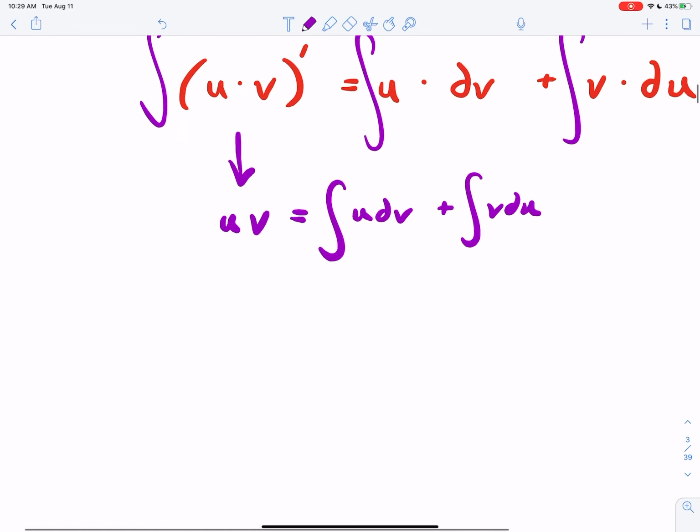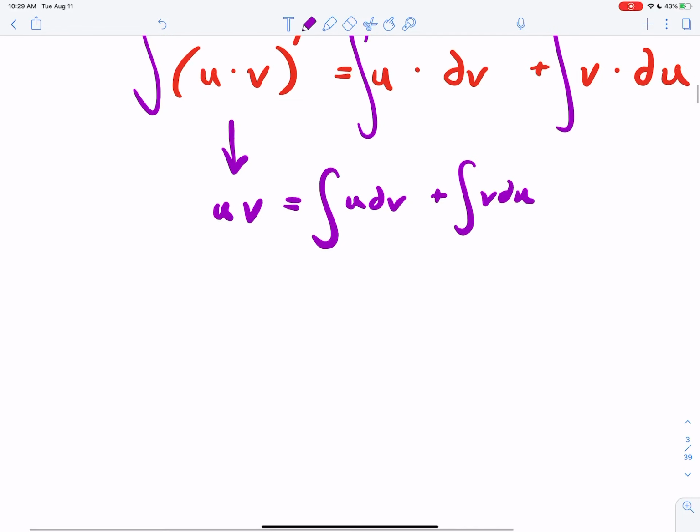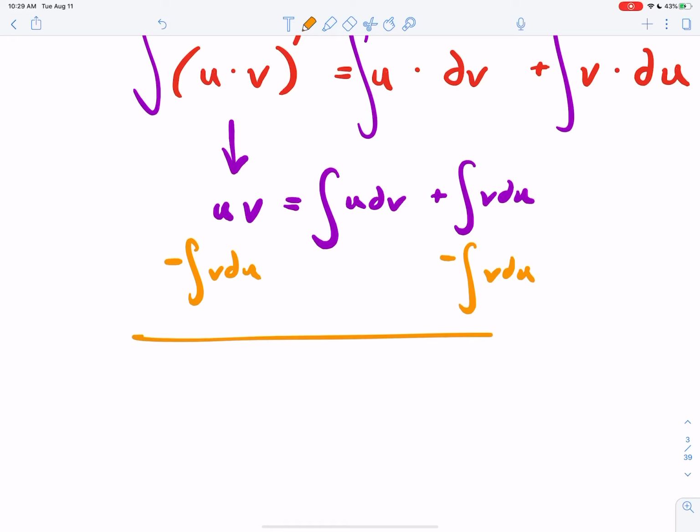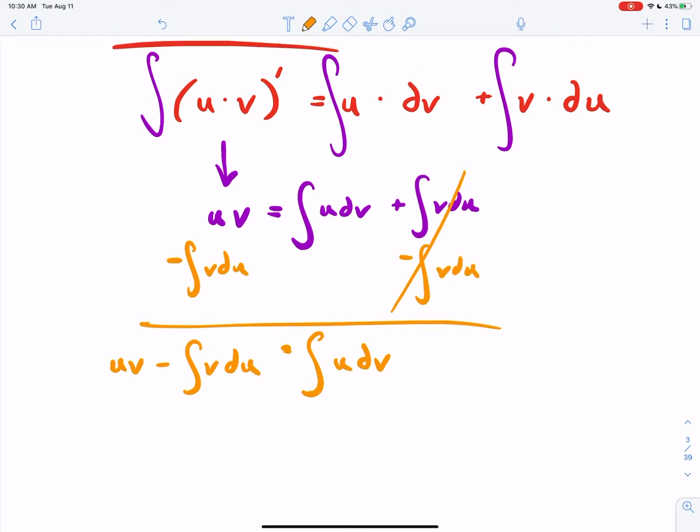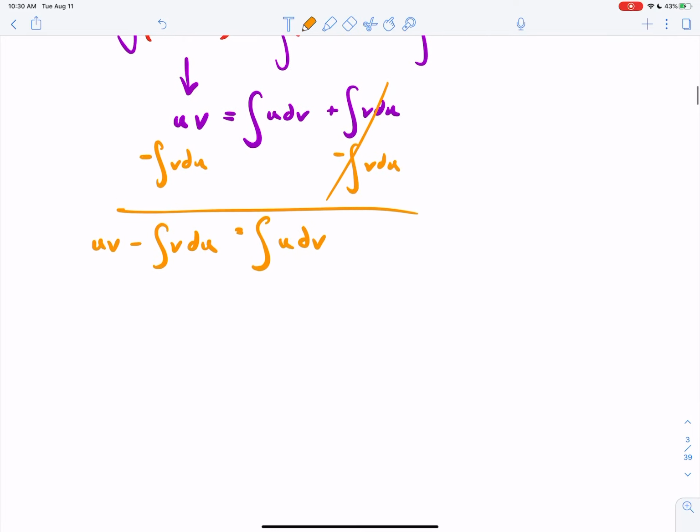Okay, so what I'm going to do here is just maneuver this over. I'm going to go ahead and subtract integral of v du on both sides. Now, why do we do this? I'm going to share with you in a second, okay? All right, so the integral of u dv is the same thing as uv minus the integral of v du. What the heck does that all mean, right?